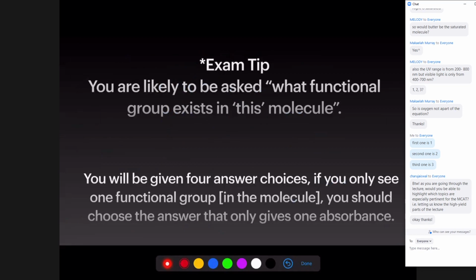So you are likely to be asked what functional group exists in this molecule. I'll give you an example after this slide, but they'll ask you what functional group exists in this molecule, and then you will be given 4 different answer choices. If you only see one functional group in the molecule, you should choose the answer that only gives one absorbance. Does that make sense?